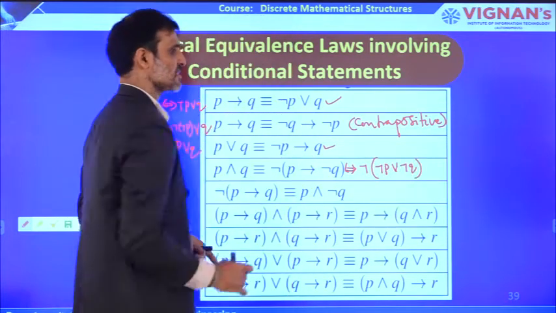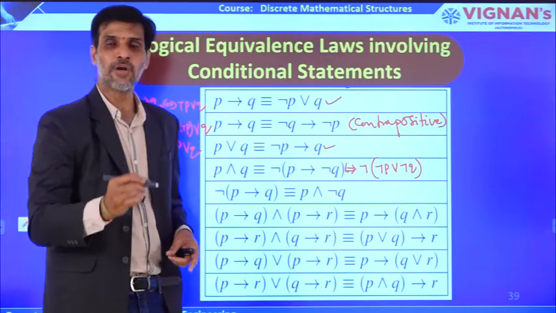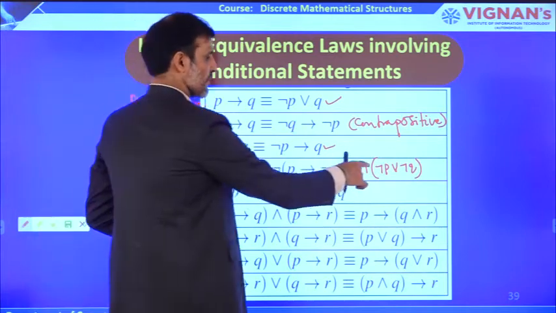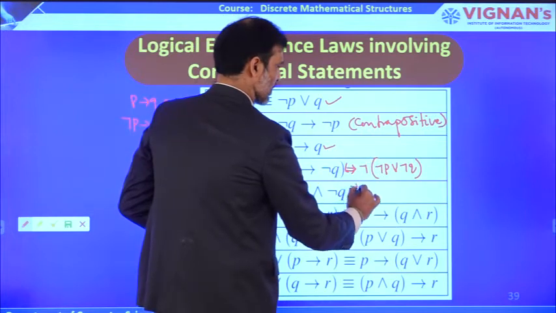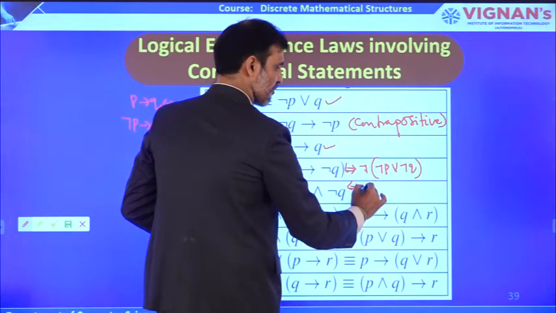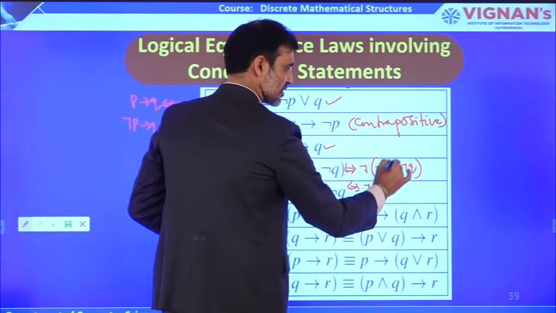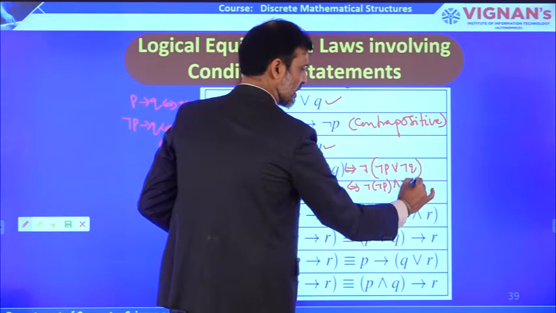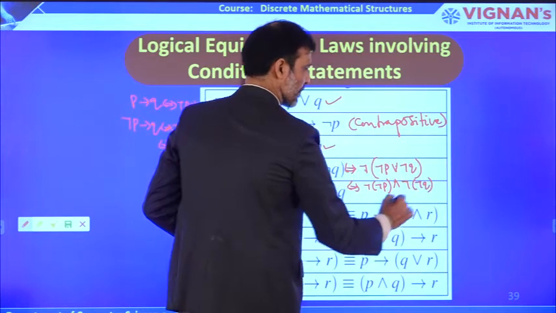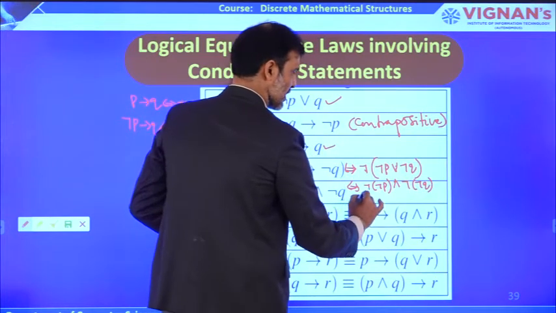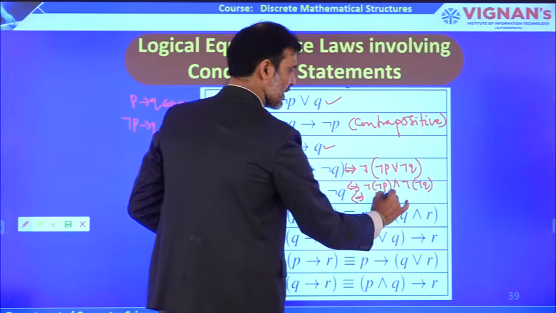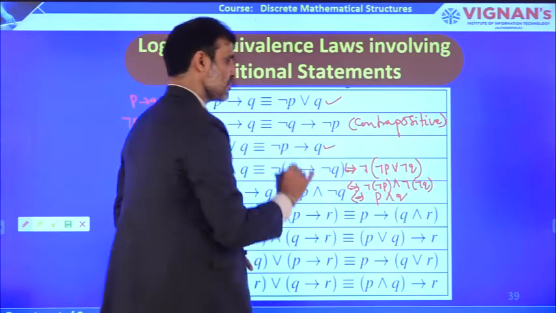Just now we discussed De Morgan's law. Taking the negation, what you get is negation of negation of P, and the negation of a disjunction is a conjunction, negation of Q. So finally it is logically equivalent to P and Q. It is very simple.